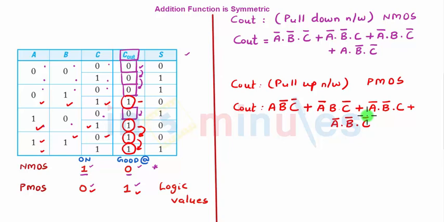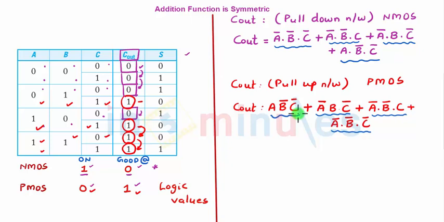Now let's see what's happening. See this term, A bar dot B bar dot C bar for pull down. Can you see the same term here? Fantastic. See the second term, A bar dot B bar dot C. Can you see that here? Fantastic. See the third term, A bar dot B dot C bar. Present again. And the same for the last case. So your pull up and pull down give you exactly the same functionality.